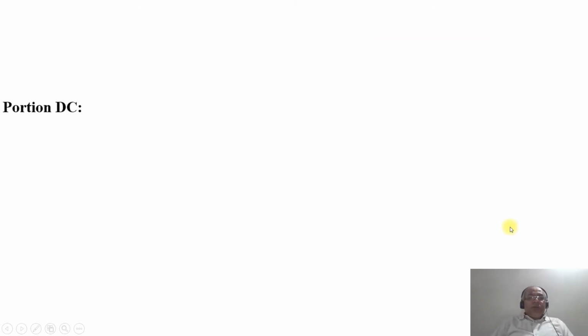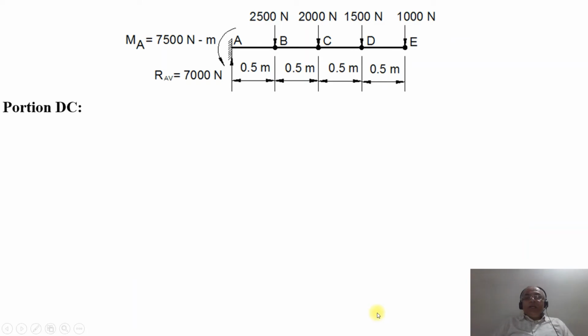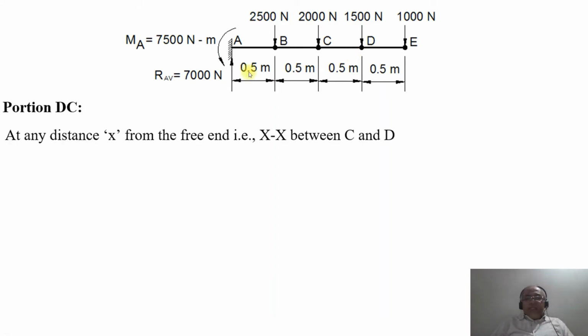Now, once you have considered this, we will take the portion between D and C. When you are considering the portion between D and C, you take the section at any distance x from the free end, that is XX between C and D. When you are taking the section between C and D, that distance is x from the free end E. So what happens to the distance?